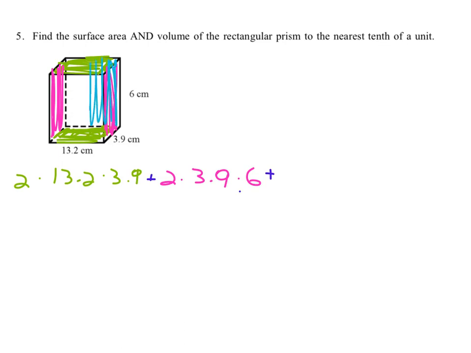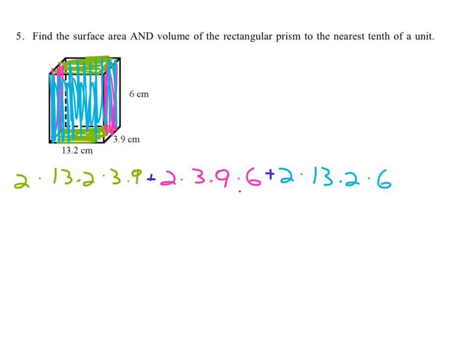And then we finally will add to that what we've got for the final surfaces, which is the back side right there, and the front side right there. And so what is that? Well, we've got that two times, so we do two times. And what are the measurements of those? Well, the width is 13.2 and the height is 6.